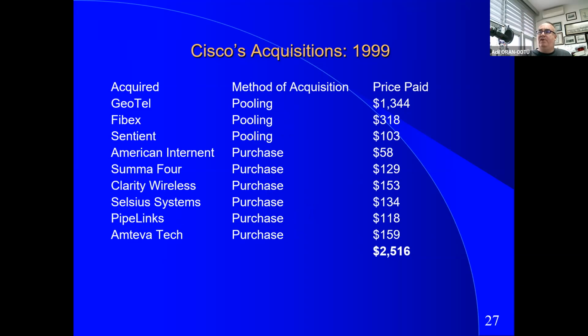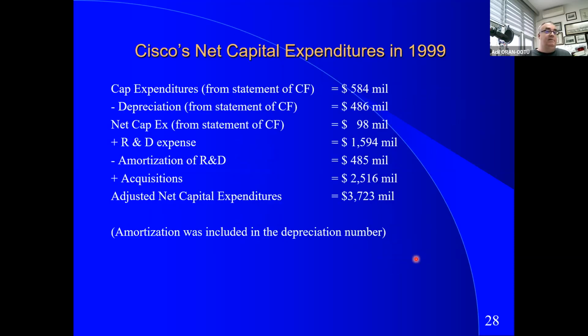Pooling acquisitions funded with stock. Okay, so these apparently also, the price paid was in equity, so in new shares. And you need to go in and find how much was actually paid. So they had about 2.5 billion of acquisitions in 1999. And Cisco's net capex actually was only about 98 million in 1999.